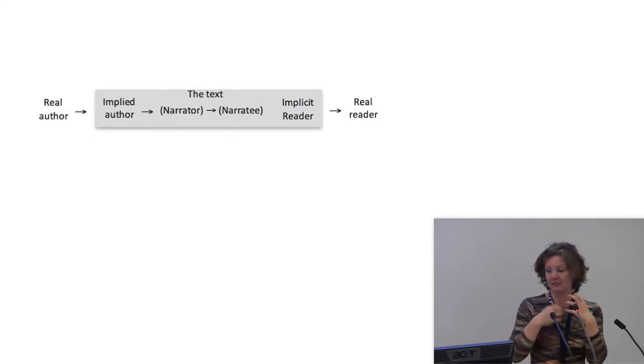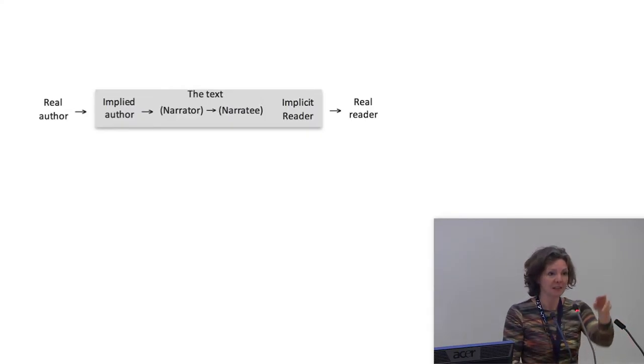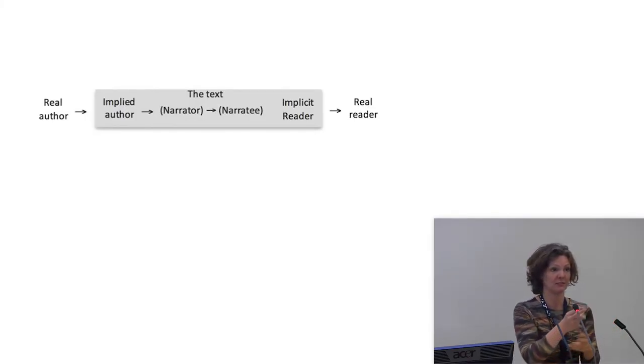But then there might also be a narrator and a narratee. So when Trump speaks, he says I. He's clearly the narrator. If he says you, and occasionally in a speech he might actually speak to an individual, in that case, that's the narratee. So those positions aren't always present in a text.